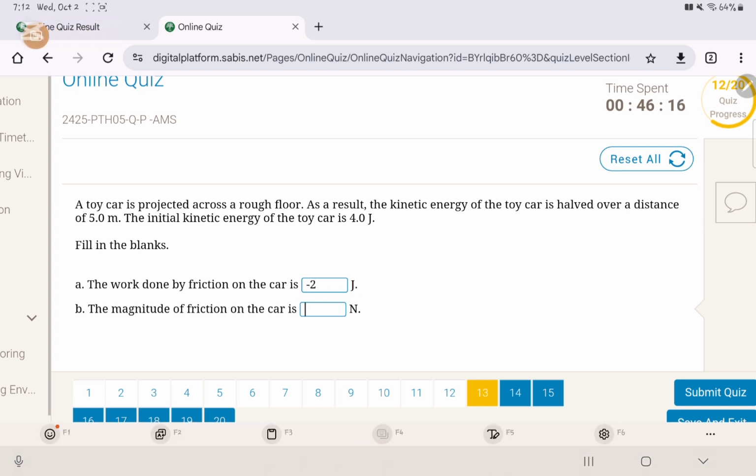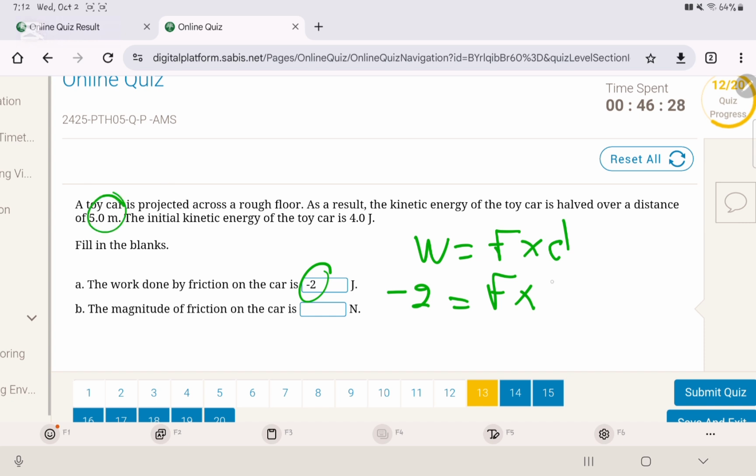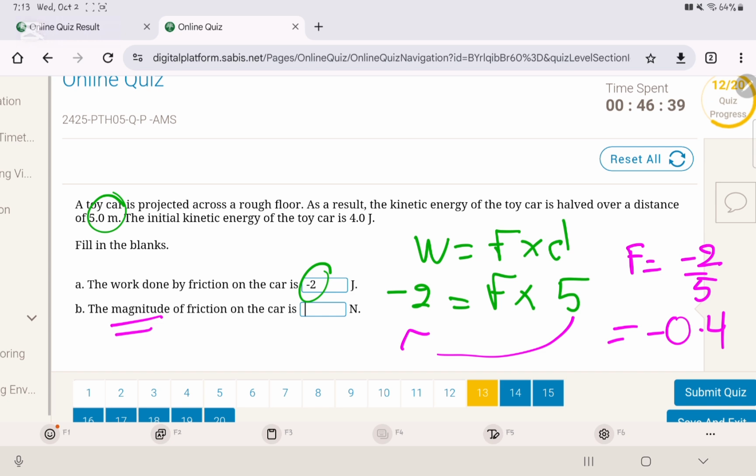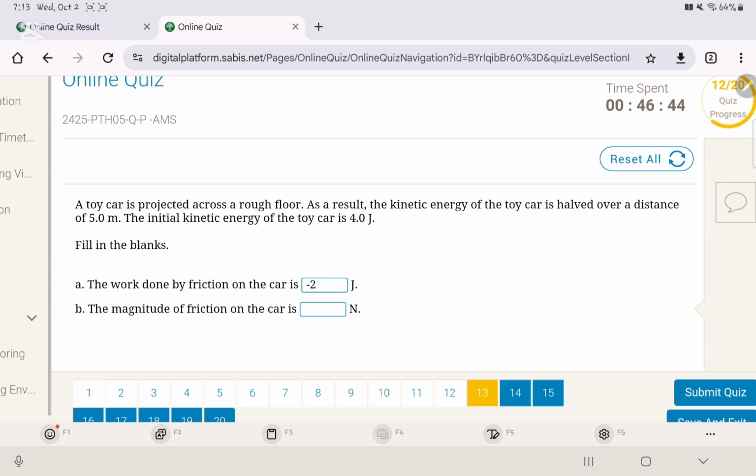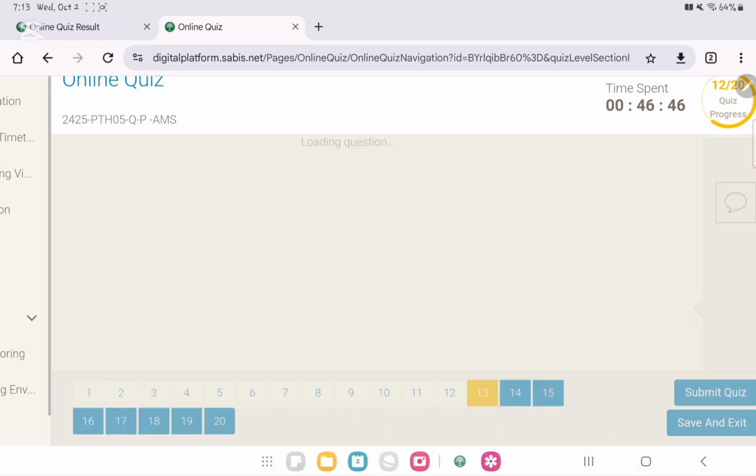Now the magnitude of friction on the car. We know that work is equal to force times distance. We found the work, which is negative 2 joules. It's equal to the force multiplied by the distance. Here the distance is 5. We need to find the force, so we're going to bring 5 to the opposite side. Now we're going to have force is equal to minus 2 over 5, which is minus 0.4. But here, watch out, they're asking for the magnitude. So we do not take the minus, we're only going to take the value, which is 0.4 newtons.